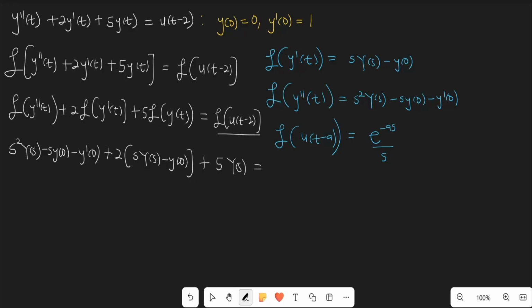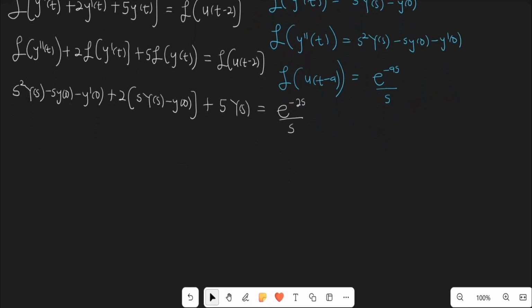And this is equal to the Laplace transform of the unit step function. This one is e to the negative as all over s. And a in our case is 2, the value upon which the function will change the behavior. So this is e to the negative 2s divided by s, like this. Cool. So now let's simplify this.